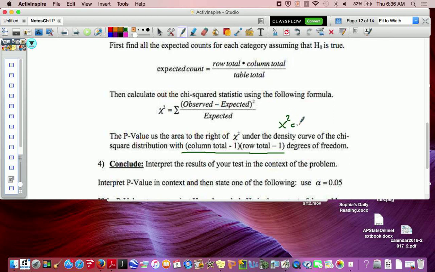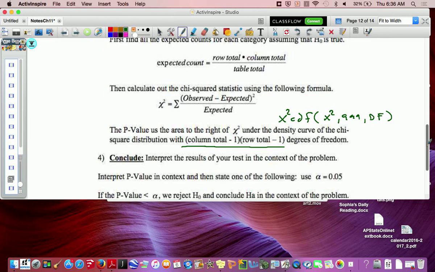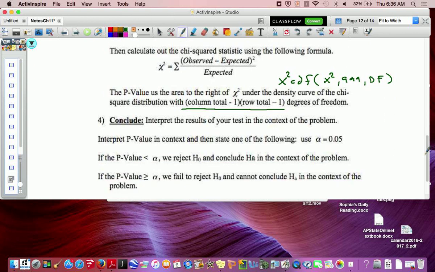Okay, so again, chi-squared CDF on your calculator in the same area, where you're going from your chi-squared statistic to 999 with your degrees of freedom. All right, once you get that, compare it to your significance level, 5%, and we're going to either reject or fail to reject to see if we actually do have an association going on.